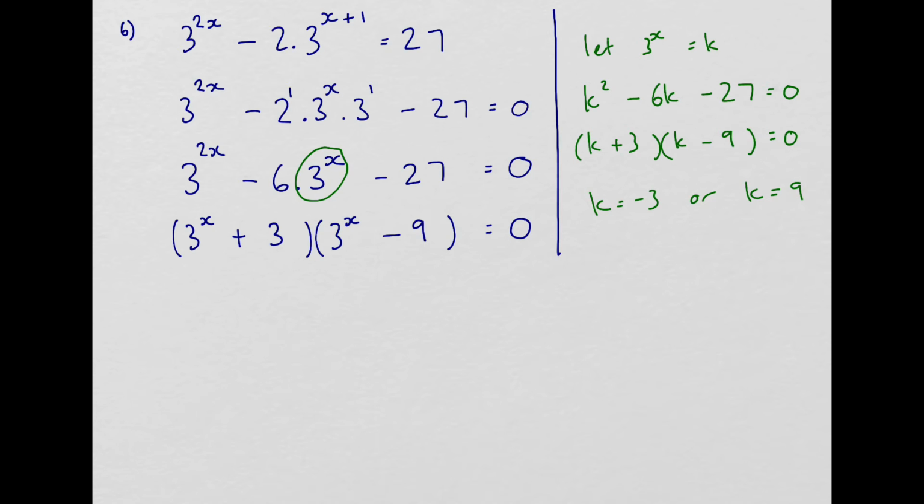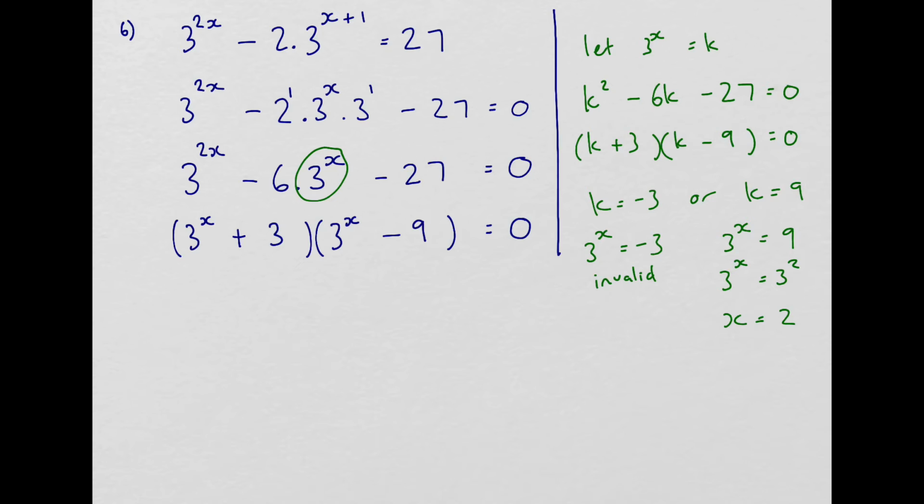Now because k is 3 to the x, we have 3 to the x equals negative 3. And this will be invalid because we cannot get a negative. If we raise 3 to any exponent, whether it's negative, positive, or 0, we cannot get a negative. But for k equals 9, we would have 3 to the x equals 9. And then we make the 9 3 squared. Bases are the same, so therefore x equals 2.